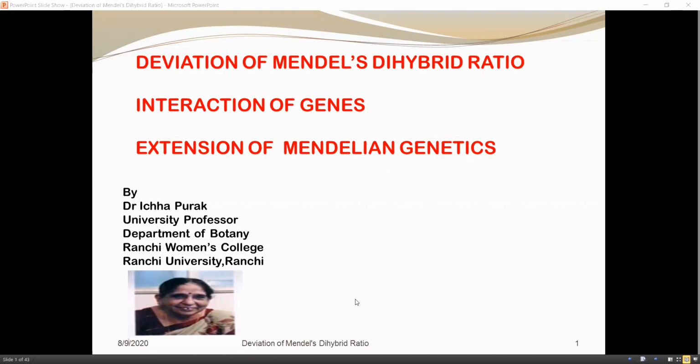Today, I would like to explain deviation of Mendel's dihybrid ratio, that is due to interaction of genes, and we can also call it extension of Mendelian genetics.